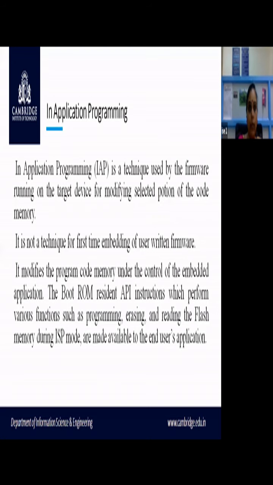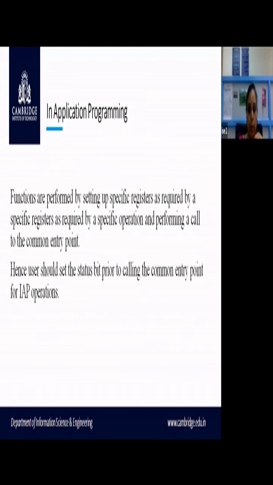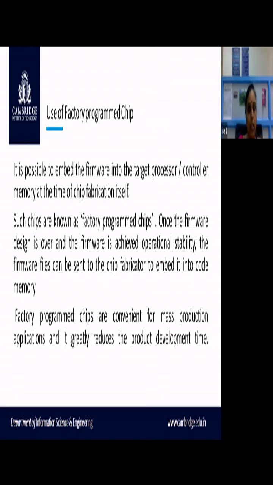So we have the next one, the fourth one, use of factory programmed chip. This is nothing but it is possible to embed the firmware into the target processor or controller memory at the time of chip fabrication itself. So whenever you're going for the production of embedded systems in mass, producing many lakhs of embedded systems together, at that time in the factory itself, your firmware is going to be fabricated in the chip itself. So such kind of chips are known as factory programmed chips.